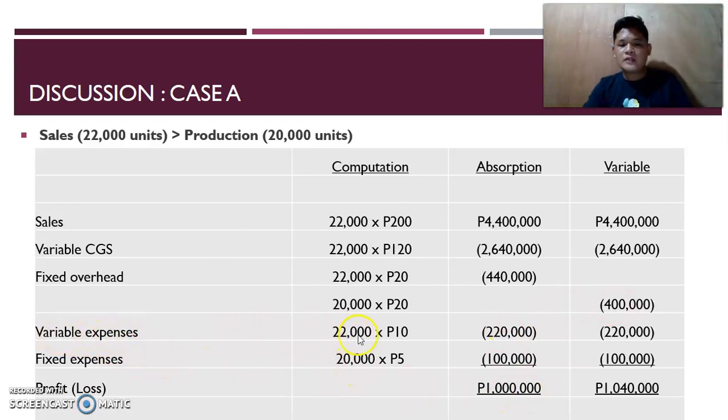So variable expenses based on quantity sold times 10 pesos. Fixed expenses, 20,000 multiplied by 5 pesos. Since may sinabi doon kanina class na yung fixed expenses is based on normal capacity, so 20,000. Ito class, yung fixed expenses, normal capacity ito class ha, hindi ito sa production. Nagkataon lang na magkapareho yung normal capacity at saka production. So, that is 100,000. So, the profit under absorption, 1 million, under variable 1,040,000. So take note of that.